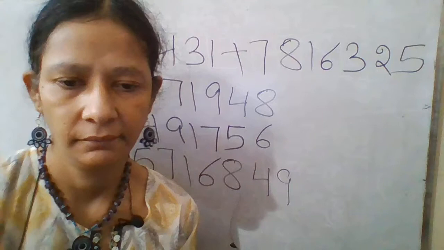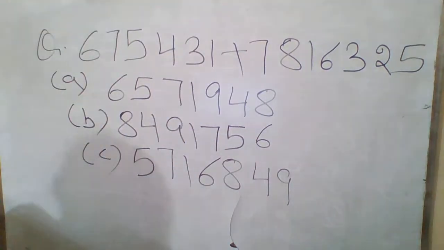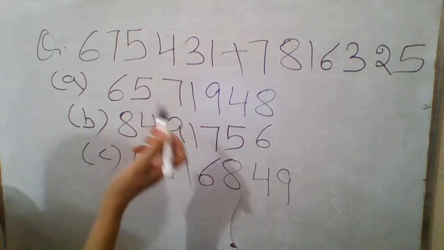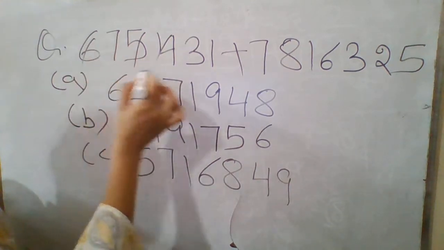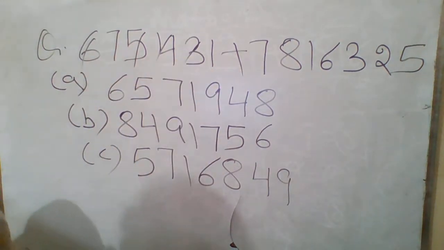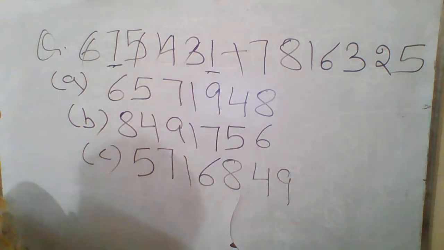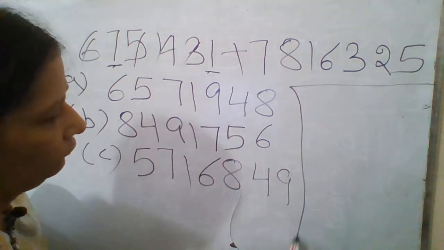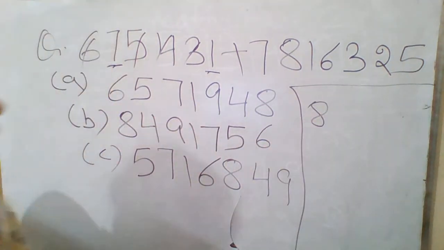Now I am going to explain you this question. Here also, see where you can cross 9. 5 plus 4 is 9, cross this. 6 plus 3 is 9, cross this. Now this is 7 and this is 1. So 7 plus 1, what will you get? The DR of this number is 8. 7 plus 1 is 8.